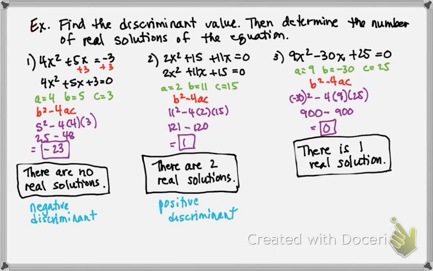And then we can say 2 things. We have a 0 discriminant, and we also have a perfect square trinomial.